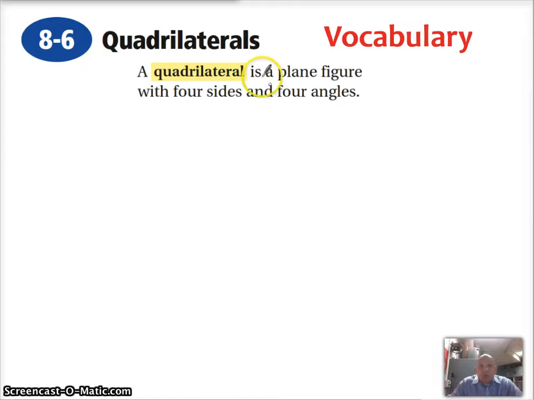The definition of a quadrilateral is a plane figure with 4 sides and 4 angles. Quad meaning 4.